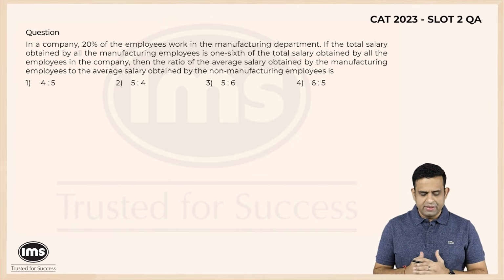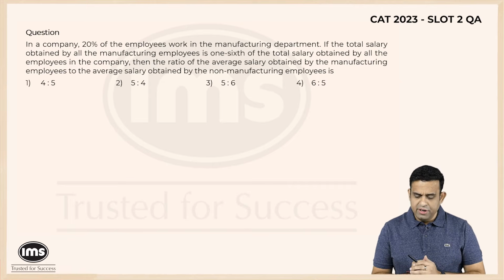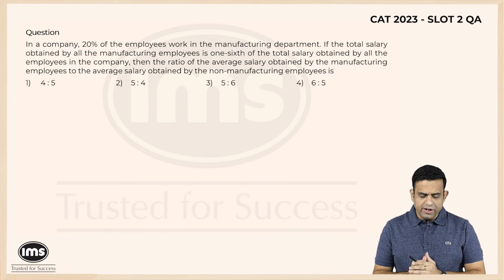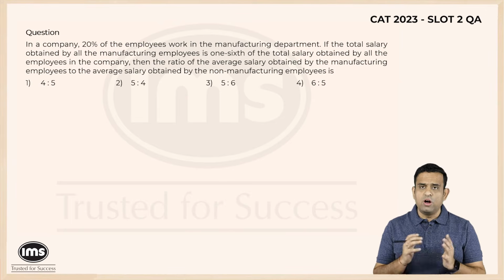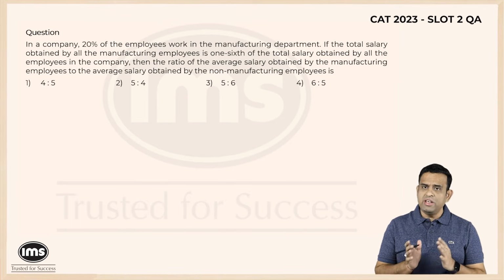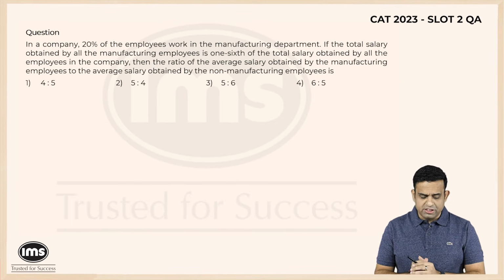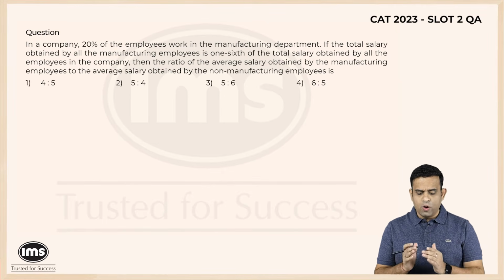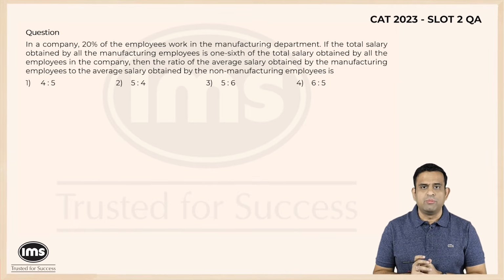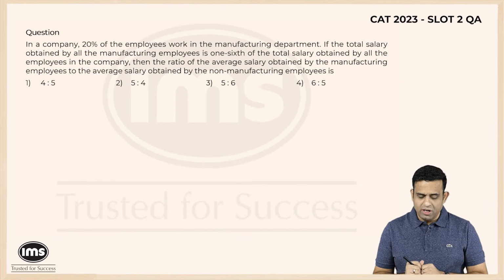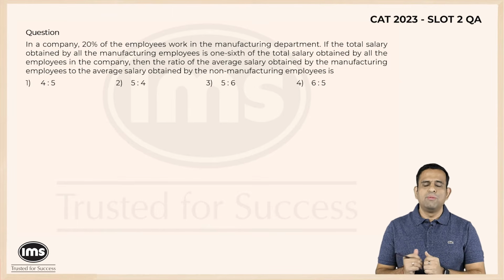In the next sum, it is given that in a company, 20% of the employees work in the manufacturing department. If the total salary obtained by all the manufacturing employees is 1/6 of the total salary obtained by all the employees in the company, then the ratio of the average salary obtained by the manufacturing employees to the average salary obtained by the non-manufacturing employees is how much? So in this particular case, they have not given the number of people. They have also not given the total amount given to the employees. That means we can definitely assume some convenient number.